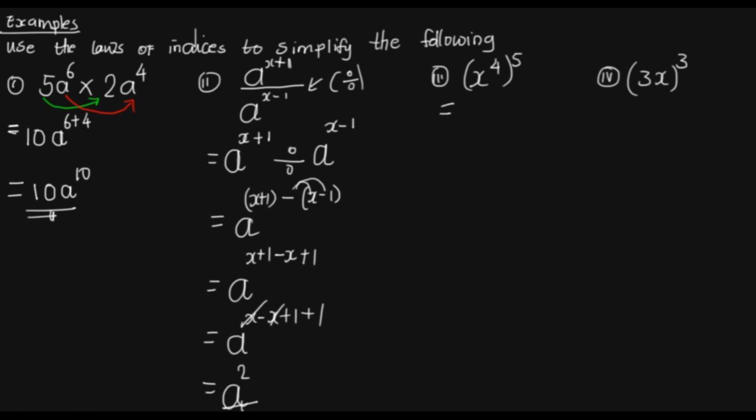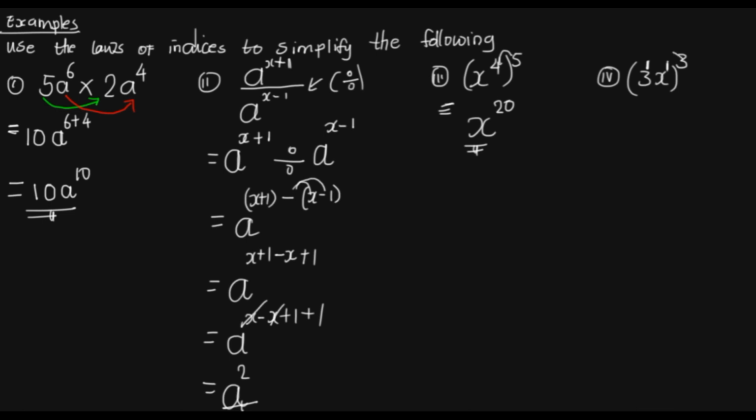Okay, let's see then our Roman number 3. Here we remember we can just multiply the power outside by the power inside. So this is as simple as 4 times 5, which is equal to 20. Then for this one, our 3 is raised to the power 1, our x is raised to the power 1.